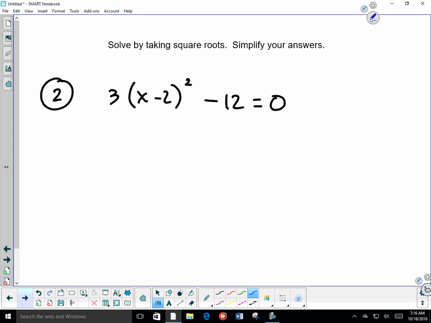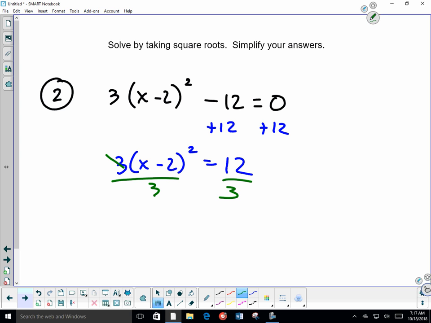Let's take a look at number two. This time we are solving by taking square roots. Well, at this point I would start to unwrap this so I can solve for x. I would add 12 to both sides as my first step, and then I would divide both sides by 3 as my next step. So I'm going to get x minus 2 quantity squared equals 4.